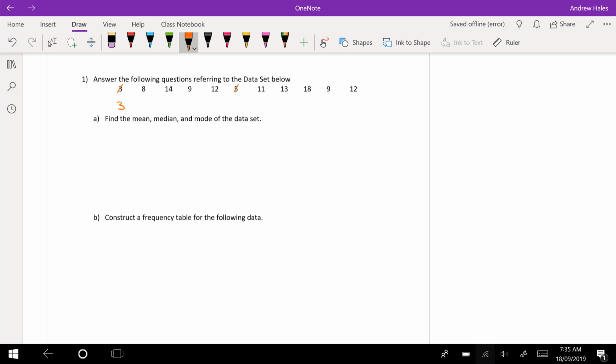Next one's going to be 5. Again, let's go through all of them. Next one's going to be 8. Then we've got 2 lots of 9, so we'll cross that off. Now what's bigger than 9? 11. Then we've got 12 and 12. Then we have 13. 14. And finally 18. So now it's trying to find the mean, median, and mode of the data set.